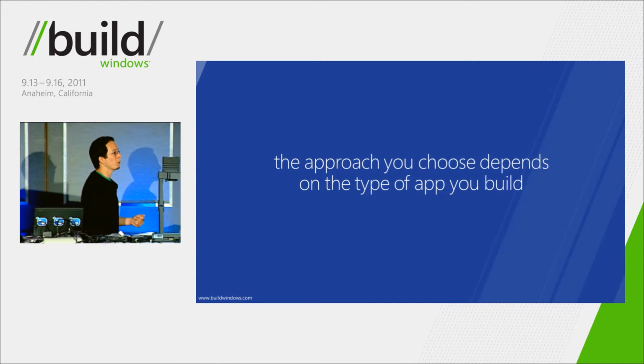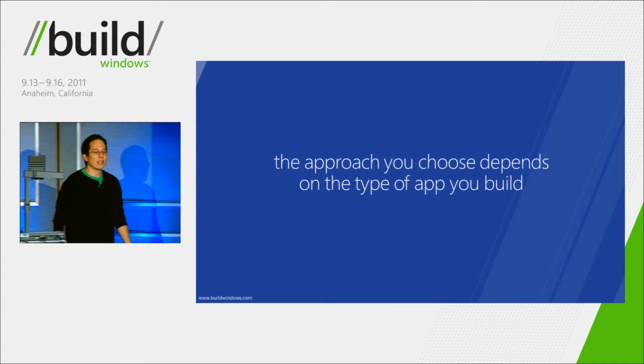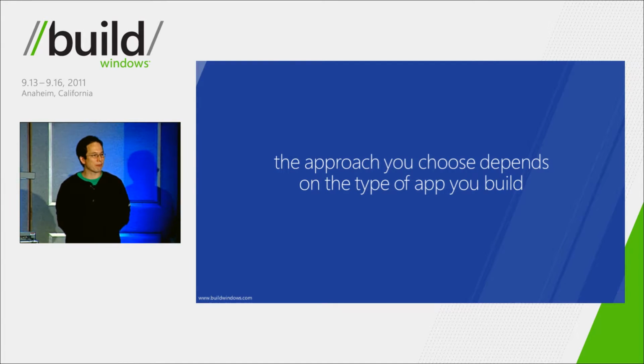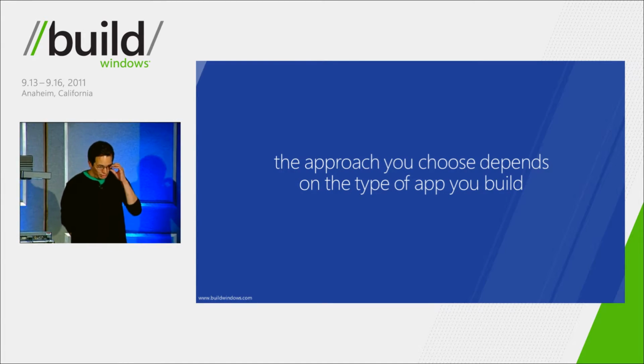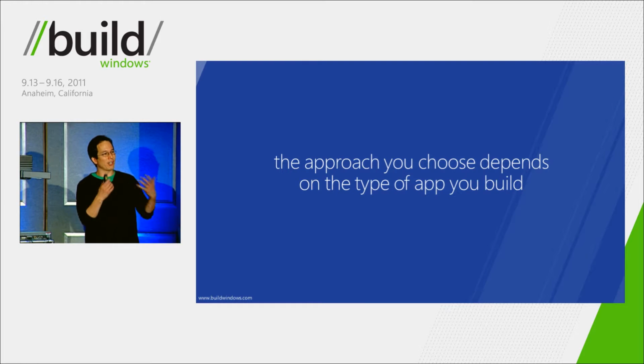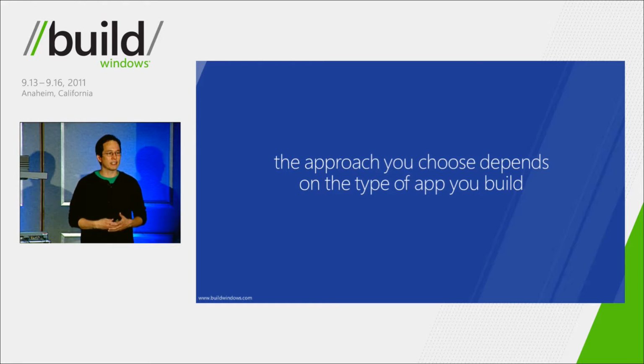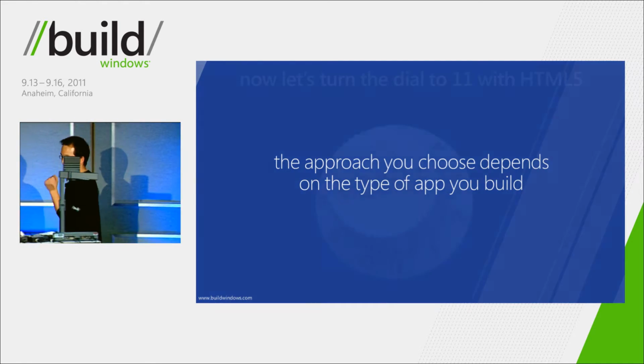So there's a good question. What approach should you take? And the approach you choose really depends on the type of application you're building. Are you building brochureware, content? You might just stick with adaptive rendering. If you're building a real application, then you might choose the display modes.